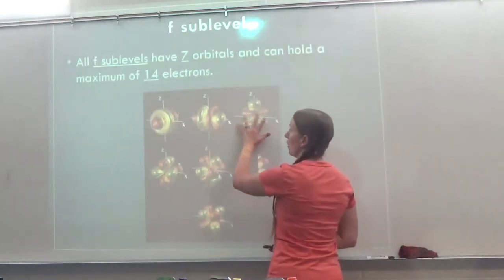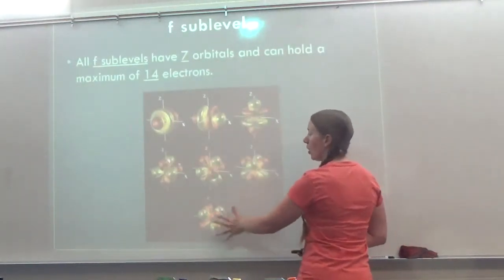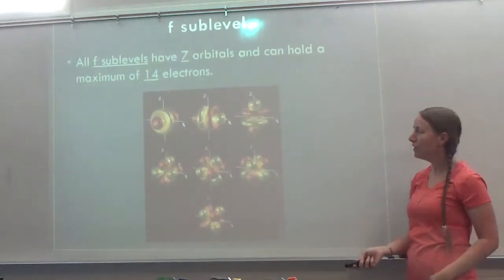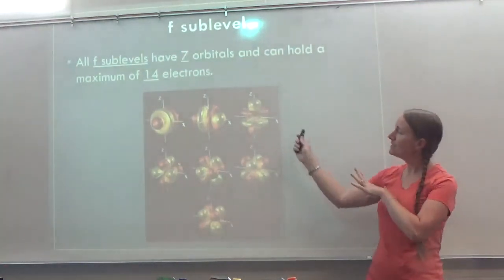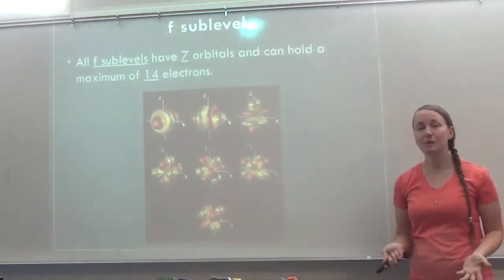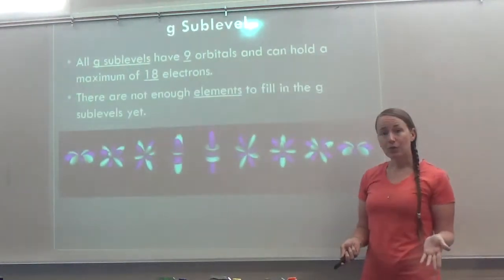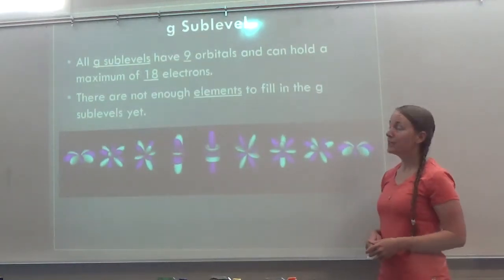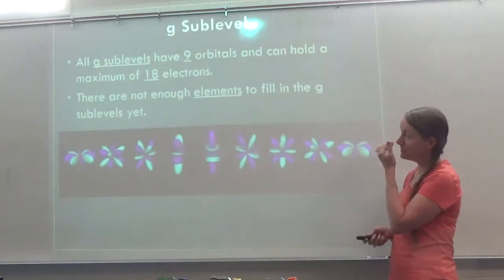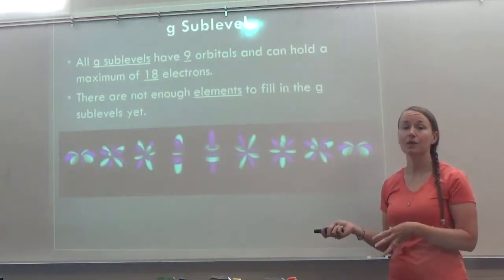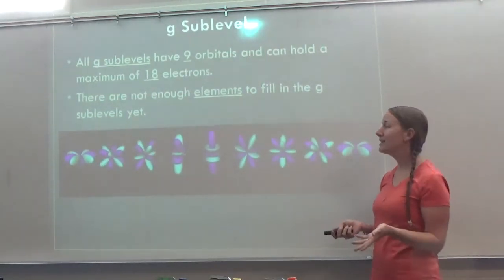So again, these are all mathematically calculated. All 7 of these would overlap, making it impossible to draw, but this is just showing them separately, what they look like. I don't expect you to know the shape of f. And then g has 9 orbitals, so of course each one can hold 2 electrons, so it can hold up to 18 electrons. Now there are not enough elements on our periodic table to fill in the g sublevels yet. So you may wonder, well then how do they know what they're going to look like?